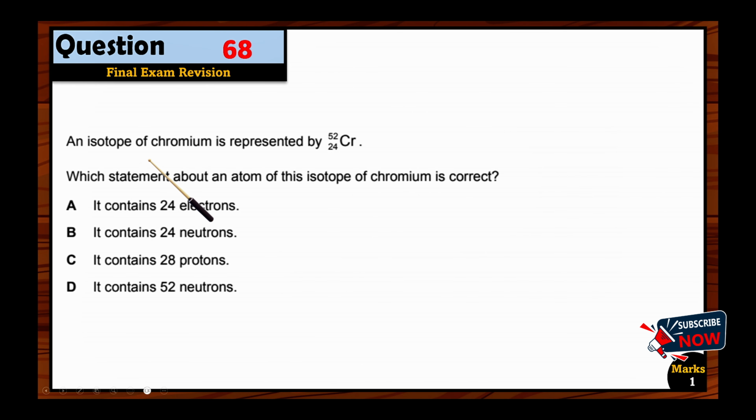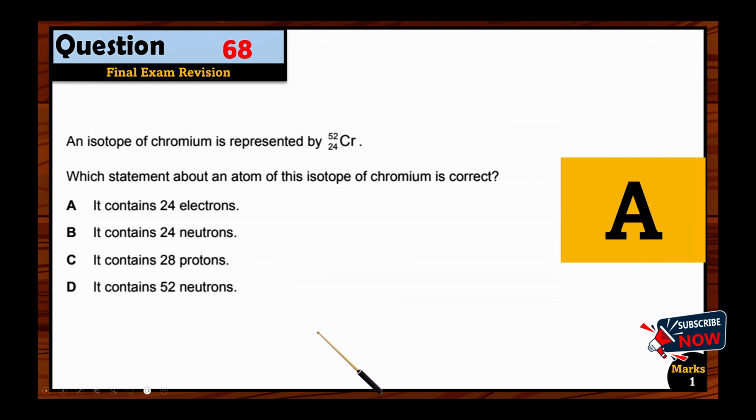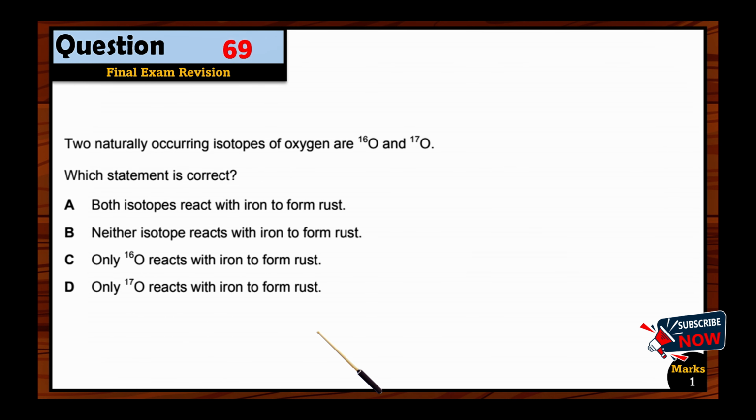Question number 68. An isotope of chromium is represented like this. Which statement about an atom of the isotope of chromium is correct? It contains 24 electrons. Yes, that's right, because the atomic number is 24. Atomic number is equal to proton number, and proton number is always equal to electron number. So option A is right. You don't need to read all the options.